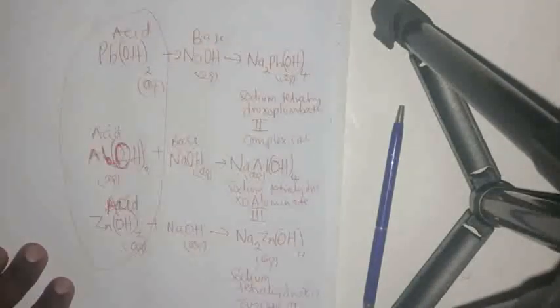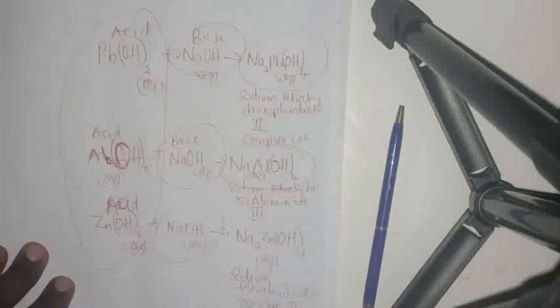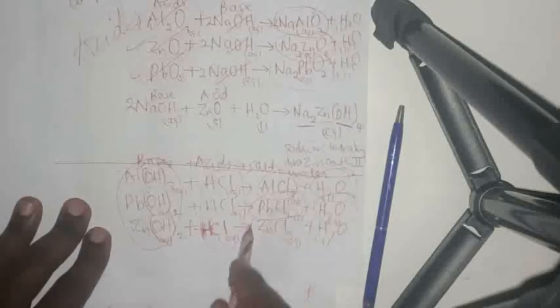So this is where now these bases are behaving as acids, and they are reacting with this sodium hydroxide base to give us complex salts: sodium tetrahydroxoplumbate, sodium tetrahydroxoaluminate 3, sodium tetrahydroxozincate 2 as our salts. In this case, as far as these hydroxides behaving as acids is concerned, and remember, on this other side, they behaved as bases where they reacted with acids to give us salt and water.